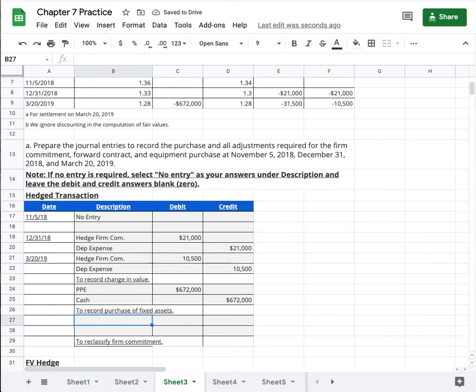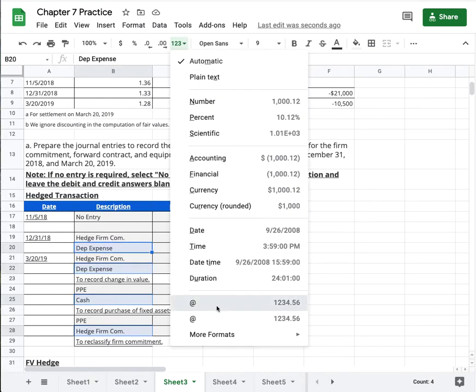And then finally, we need to reclassify the firm commitment. And so this is going to be a debit to that plant and equipment account and a credit to our hedge firm commitment for the sum of these two previous debits to our hedge firm. And so we have $31,500 there. And we can go ahead and indent all of these credits really quick.